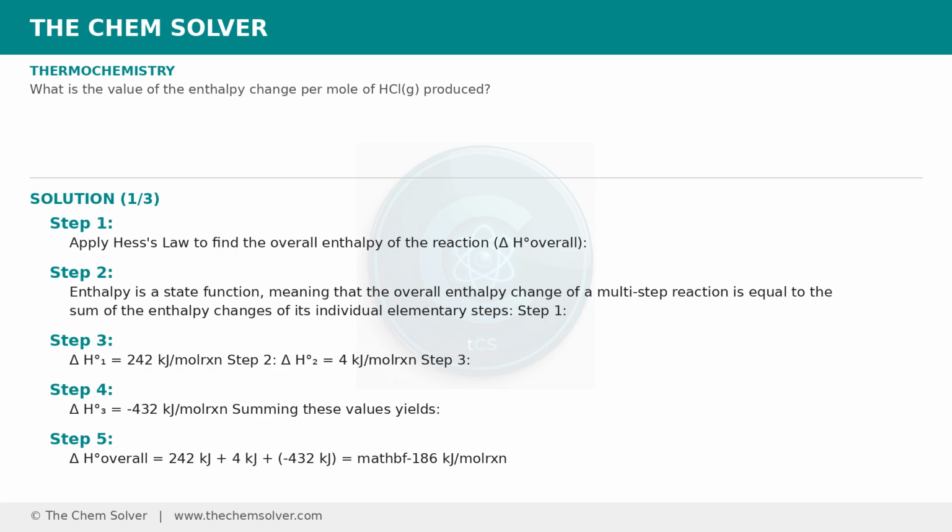Step 1. Delta H degrees 1 is equal to 242 kilojoules per mole of reaction. Step 2. Delta H degrees 2 is equal to 4 kilojoules per mole of reaction. Step 3. Delta H degrees 3 is equal to minus 432 kilojoules per mole of reaction. Summing these values yields delta H degrees overall equals 242 kilojoules plus 4 kilojoules plus minus 432 kilojoules, which equals minus 186 kilojoules per mole of reaction.